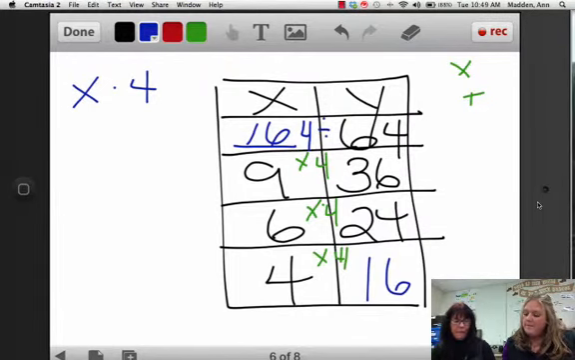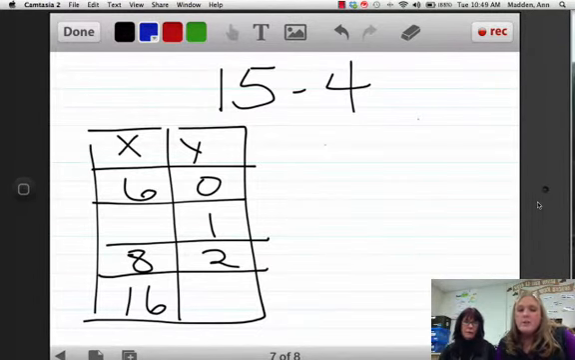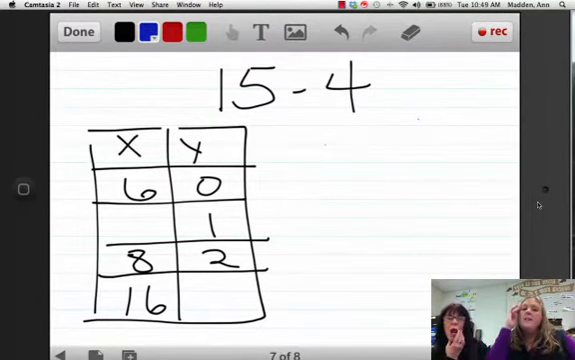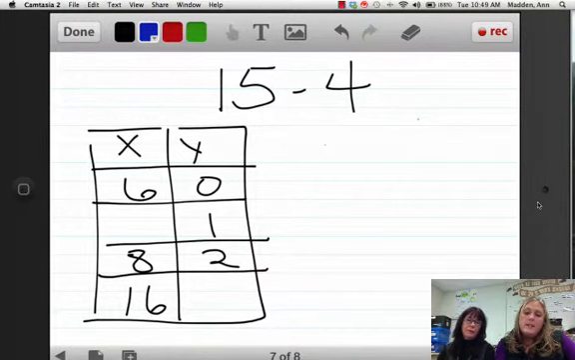Okay? All right. Take out your notes. Label it 15-4. Please copy this chart. While you're doing that, please pause it. See if you can figure it out, and then unpause it to see if you were correct.